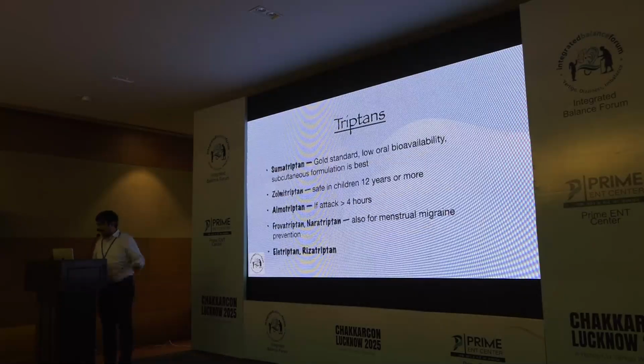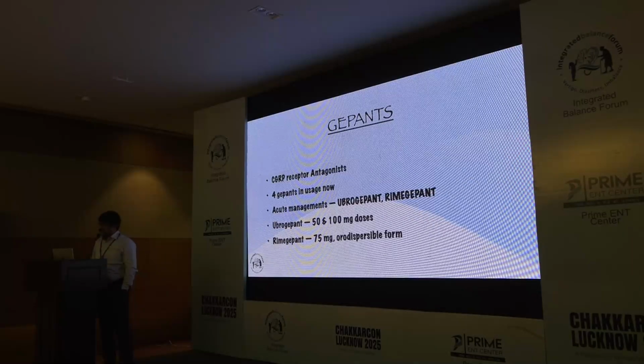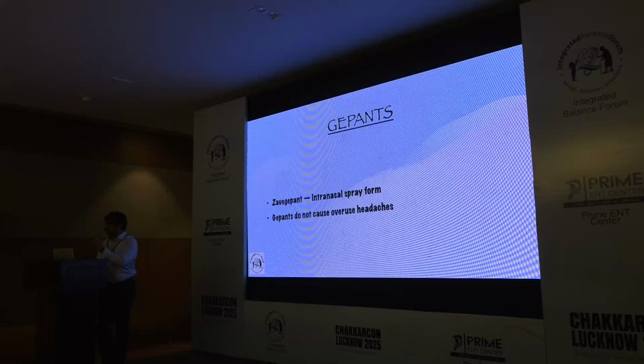So coming on to the triptans, these are the triptans we know: sumatriptan, zolmitriptan, almotriptan. These are the ditans, lasmiditan, and these are the gepants. The gepants are the CGRP antagonists. Ubrogepant and rimegepant you can use. I don't know whether zavegepant, with the intranasal form, is on the market in India or not. Neurologists should guide us regarding this. But this point I took from the Michael von Brevern paper.